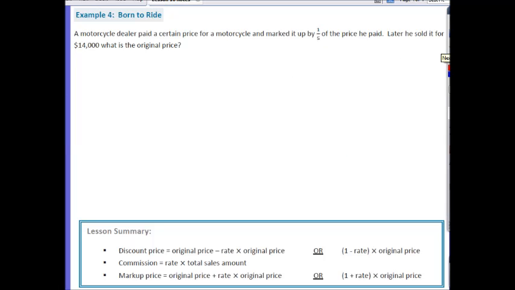Okay, let's take a look at our last example. A motorcycle dealer paid a certain price for a motorcycle and marked it up by 1/5 of the price he paid. Later, he sold it for $14,000. What is the original price? Probably the best way to do this is to use a bar model. So let's start with the original price. Now this actually is going to be an unknown, so we'll just say that this part of the bar represents the original price.